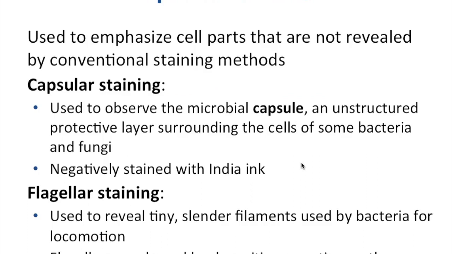Now let's talk about the special stain, for example, the capsule stain. For the capsule stain, actually, we use a negative stain with India ink. We use this ink to stain the background, not the microorganism, because the capsule is a very tight material, so it cannot allow the stain to penetrate to the microorganism. So it's difficult to stain the microorganism.